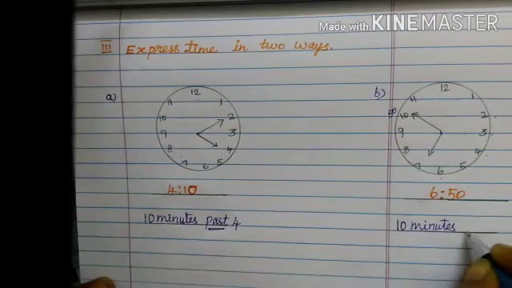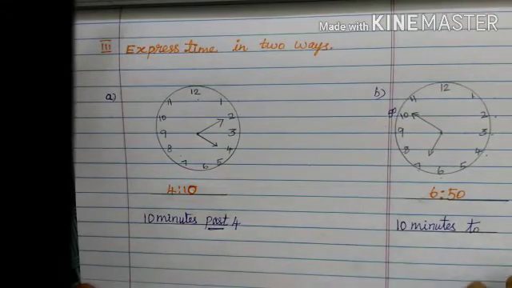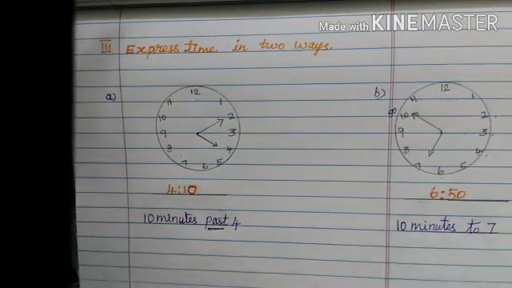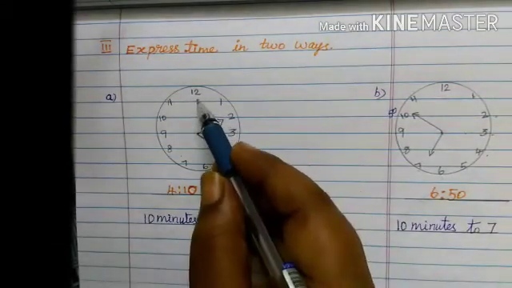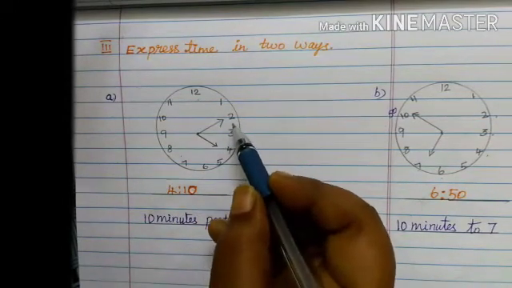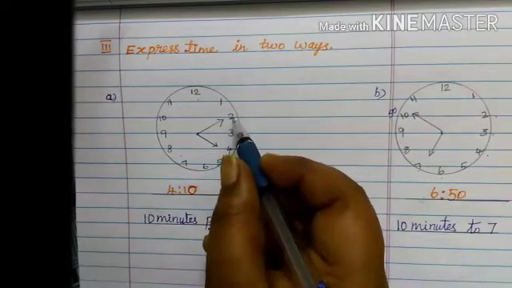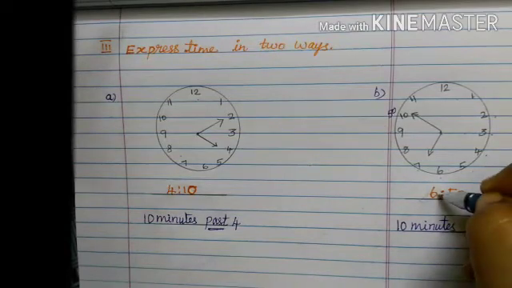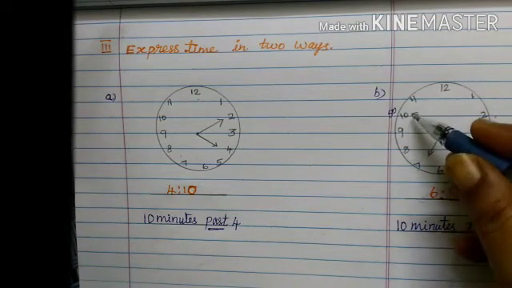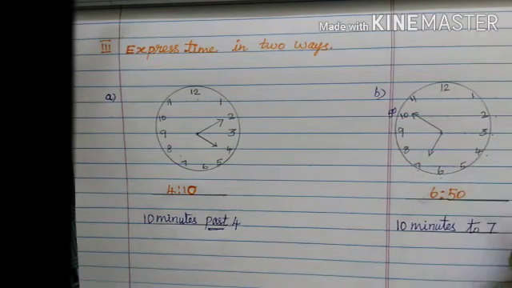Minutes. 10 minutes to 7 o'clock. 10 minutes to 7 o'clock. Here it is needed, 10 minutes. But here, past: 4 o'clock, and 10 minutes have passed after it. 4 o'clock 10 minutes. So here write for past. Here it has become 6 o'clock, 50 minutes are over. If another 10 minutes pass, it will change to 7 o'clock.